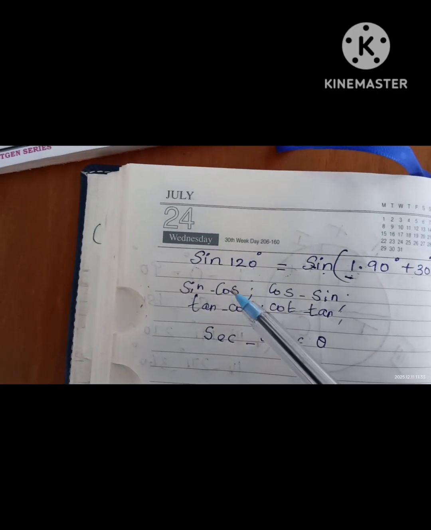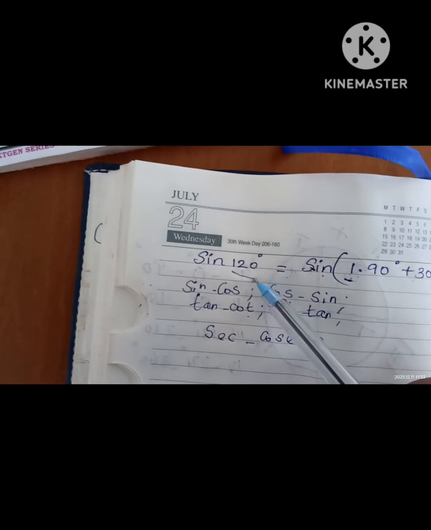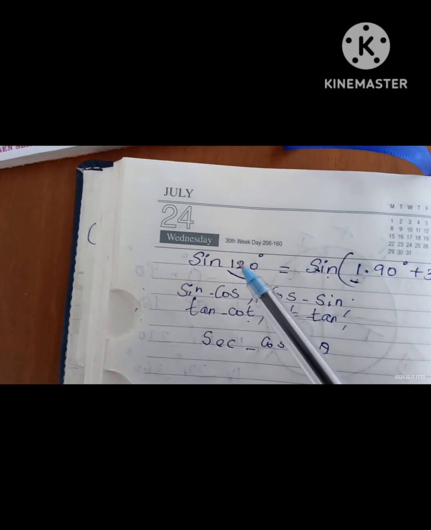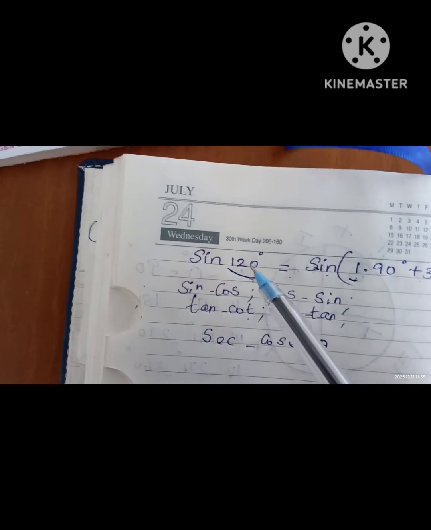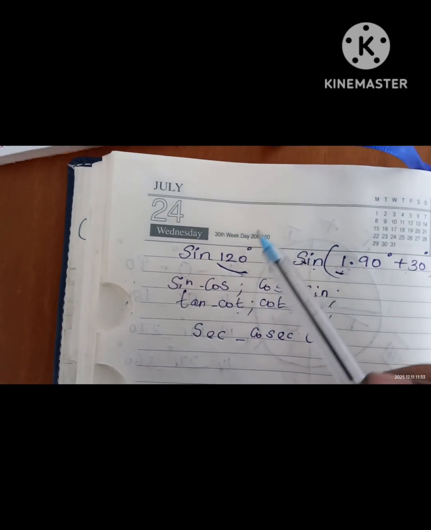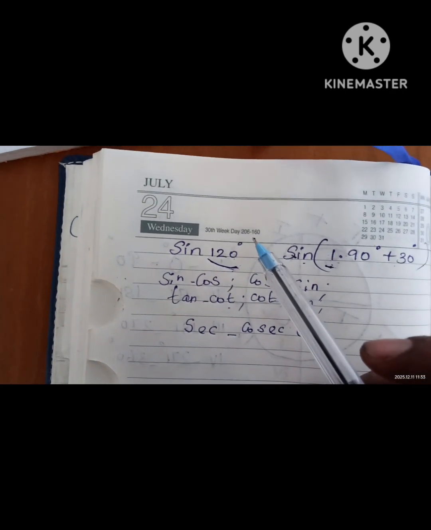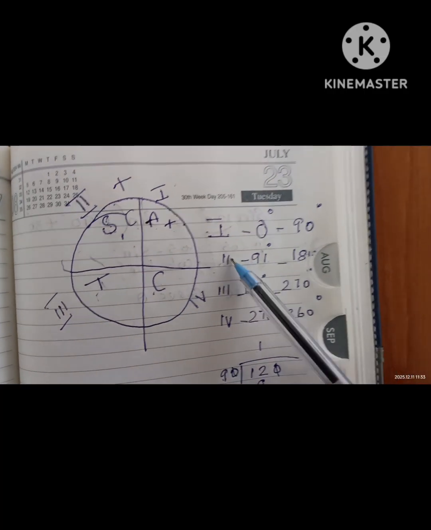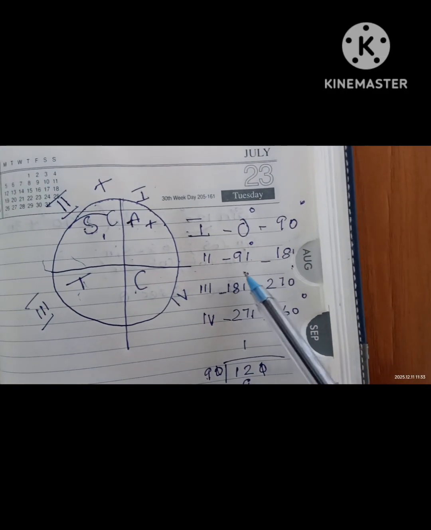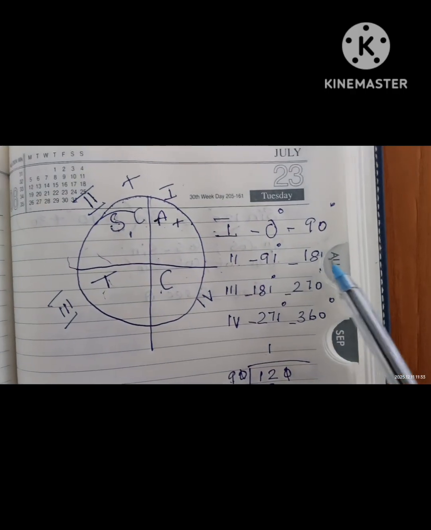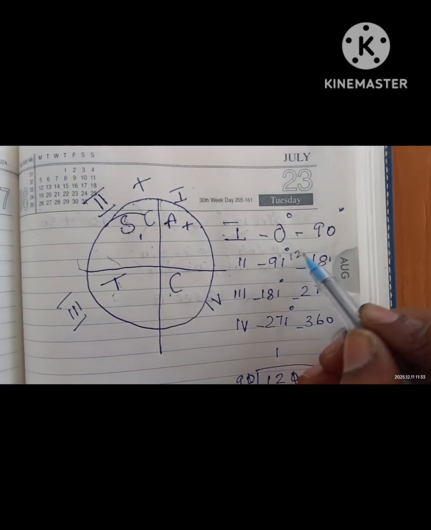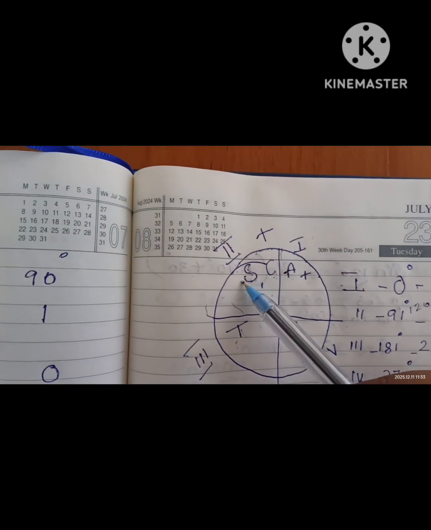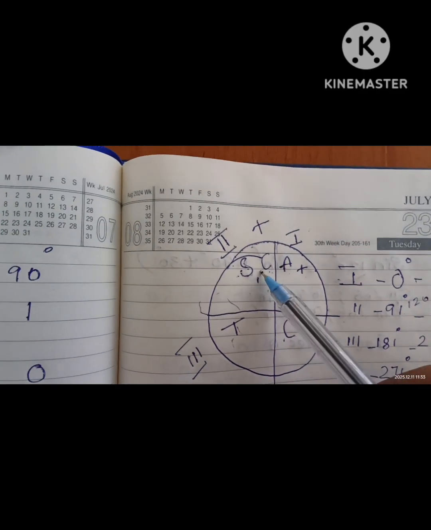In this sum, they have given the value 120 degrees. So we are seeing the angle 120 degree and we have to identify the quadrant. Where do we have this 120 degree? Whether first quadrant or second quadrant or third or fourth? Very good. Second quadrant, right? See here, already we have written that in the second quadrant, the angles range from 91 to 180. So 120 lies in the second quadrant. So in the second quadrant, which are positive? Sine and its reciprocal cosecant are positive, right?